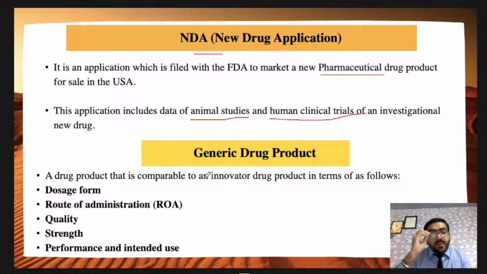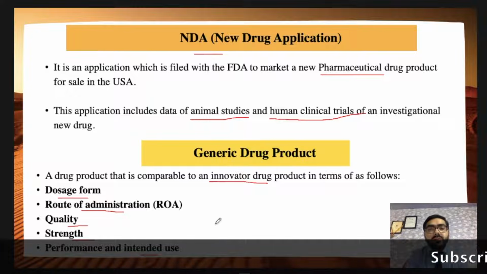So a generic drug product is that which is comparable to the innovator drug product. It should be comparable in terms of dosage form, the same route of administration, and quality, strength, performance, and intended use. It should be the same as compared to the innovator drug. Only then can we say it is a generic drug product, because a generic drug product is a copy of the innovator drug product, right?